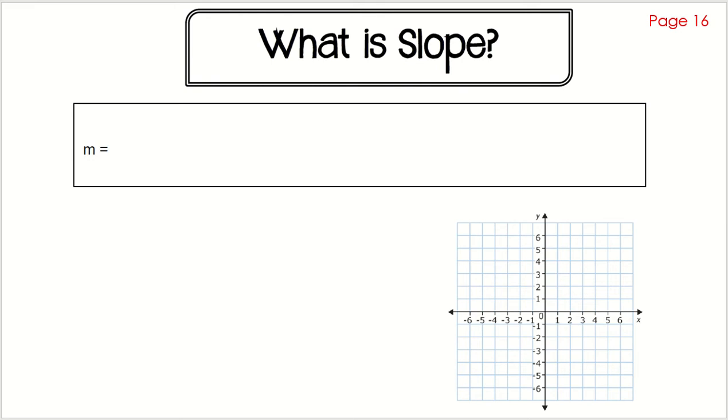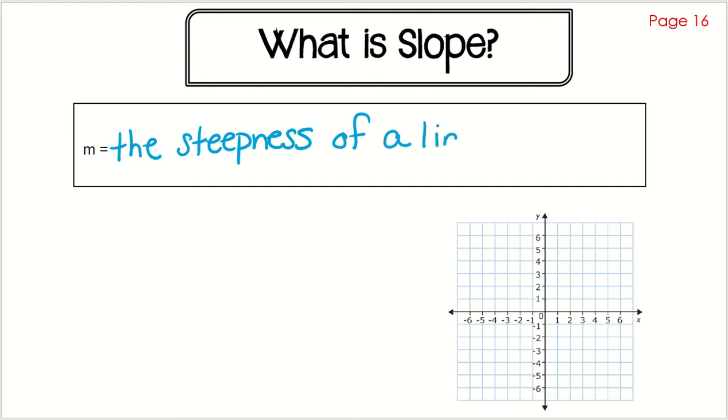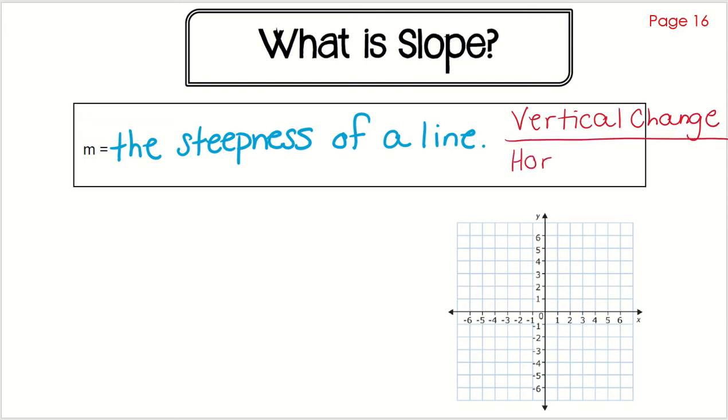So, page 16, what is slope? Slope is the steepness of a line, and we say that it is the vertical change over the horizontal change. M is always the variable that we use when we are talking about slope.